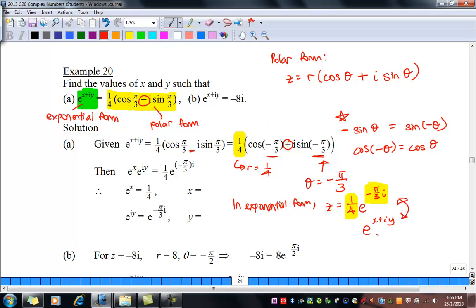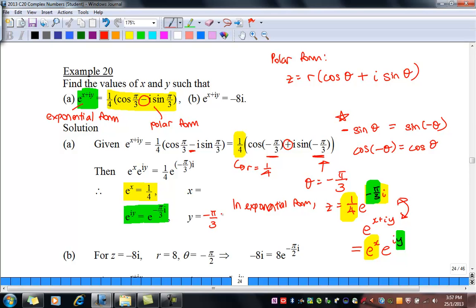So recalling one of the properties, I can write this as e to the power of x times e to the power of iy. And therefore, comparing, I know that e to the power of x must be 1/4, while for e to the power of iy, this tells me that y must be negative pi over 3. Which is how I obtain this statement over here, as well as this. So from direct observation, I know that y will be negative pi over 3.